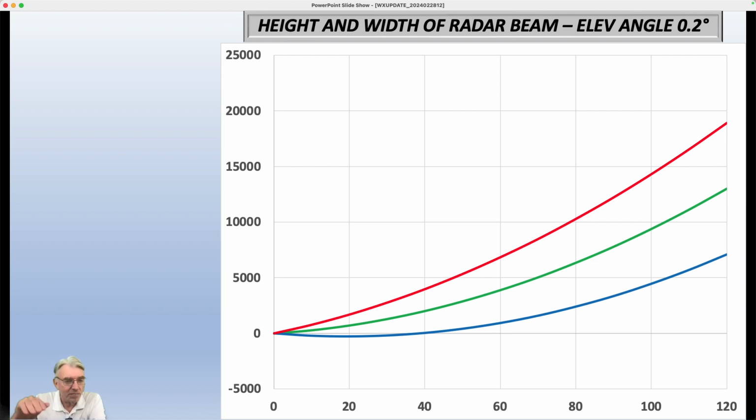So again, we're getting higher and higher above the ground as we go out. That's not good. And the beam is widening, and that's not good because the resolution is not as good. And so this is the reason they space the radars the way they do. There are 2 other radars south and east of Raleigh. One is at Morehead City, and the other one's at Wilmington.